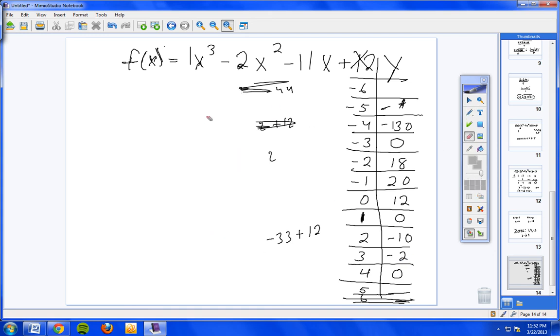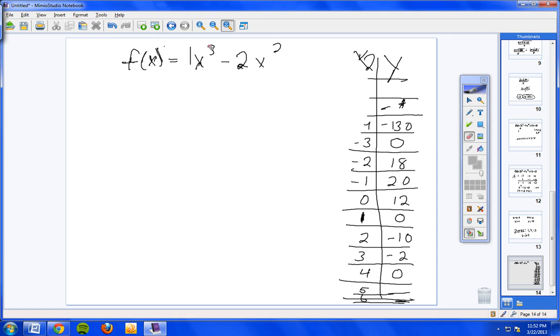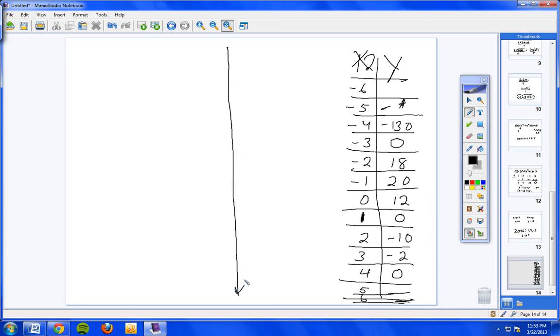You say, well, Mr. Erhart, why'd you do all that? Because I want to put a graph up here real quick for you. I want you to see the graph. And so what I want you to do now in your notes is go ahead and draw your coordinate plane. And obviously, Chase, you're not going to need to plot the ones that are negative 130 or whatever, all those really big numbers.